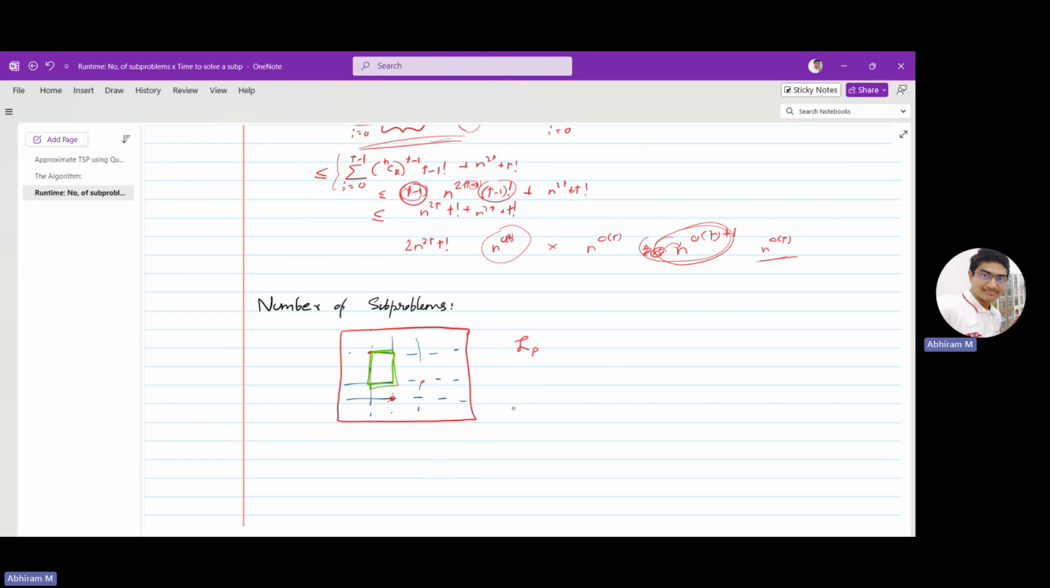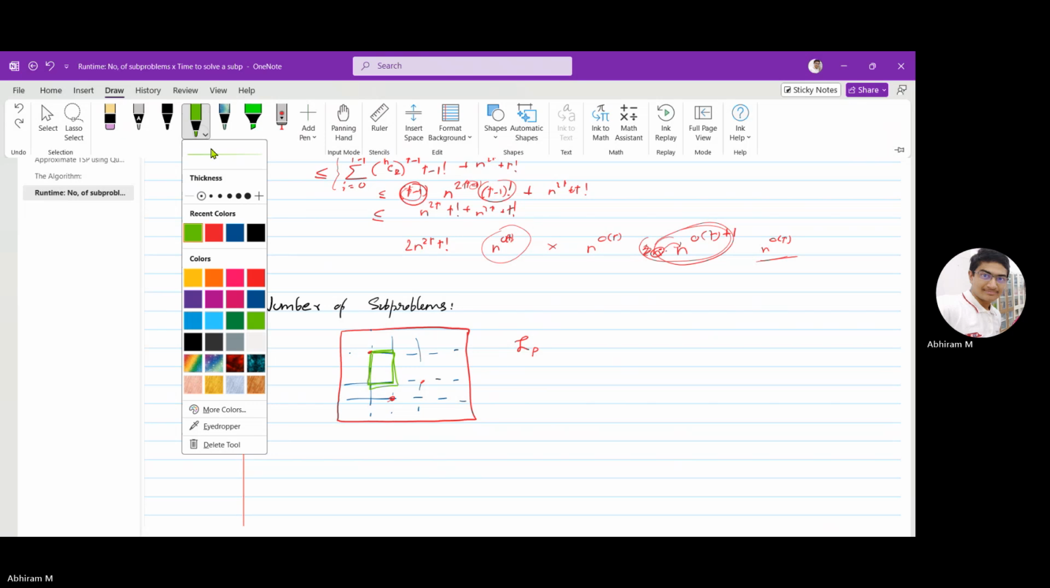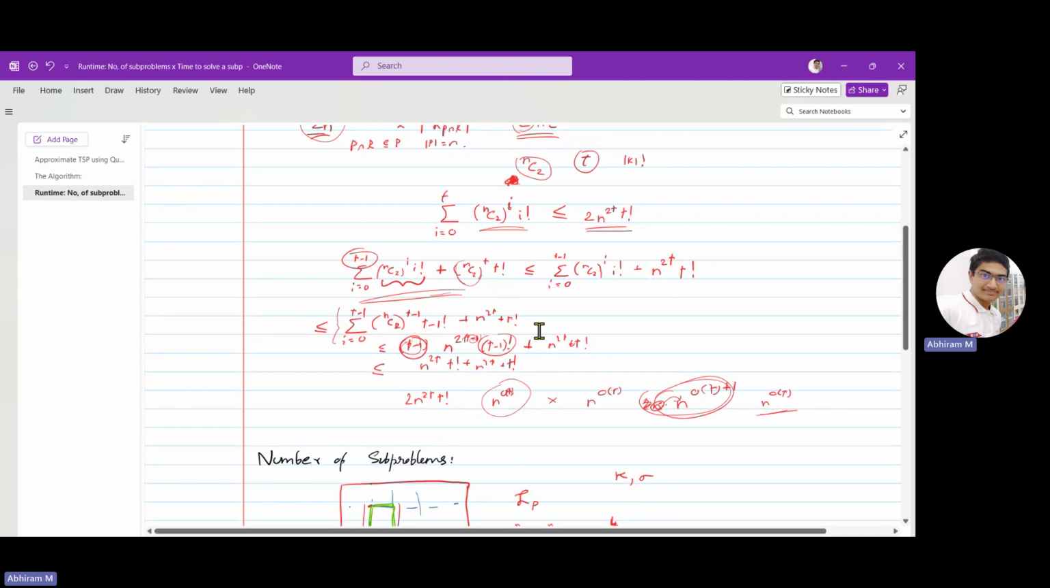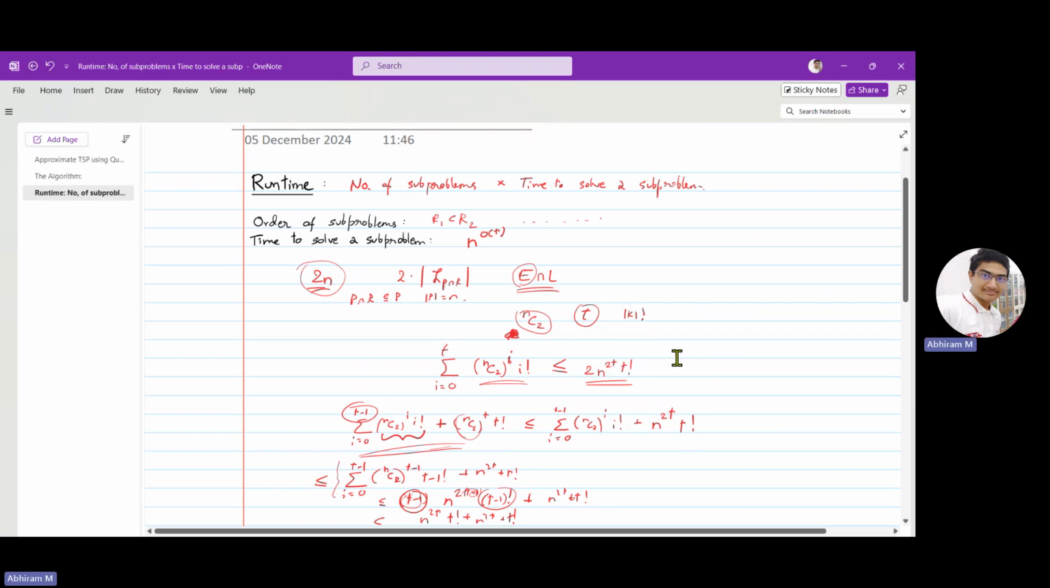Since there are only n vertical and n horizontal cutting lines, for any rectangle there are going to be NC2 choices for the vertical edges, and NC2 choices for the horizontal edges. So there are at most n to the power 4 rectangles that we are going to consider. And for each rectangle that we do consider, the possible values of k and sigma are, as we have found here, less than 2 n to the power 2t.